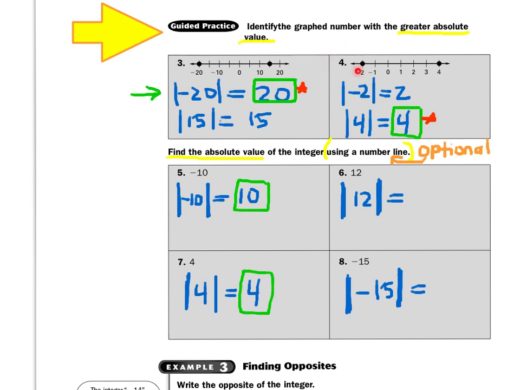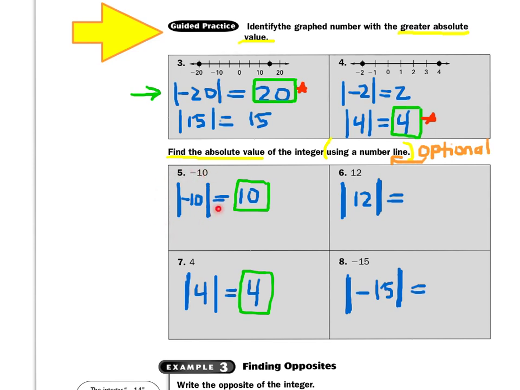On example 4 right here, the absolute value of -2 is just 2 steps away from 0. The absolute value of 4 is 4 steps away from 0. So 4 has the greater absolute value. Now they want you to find the absolute value of the integer using a number line. Now I'm going to make that optional. If it helps you, then use the number line. If you can do it without the number line, do it without.